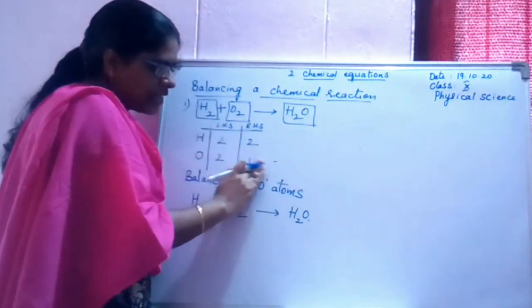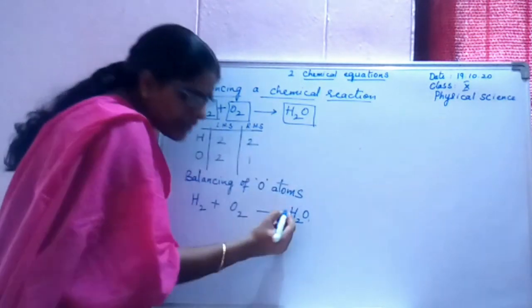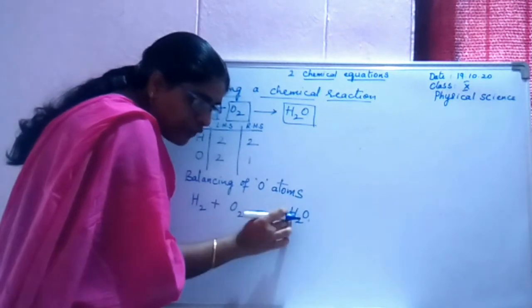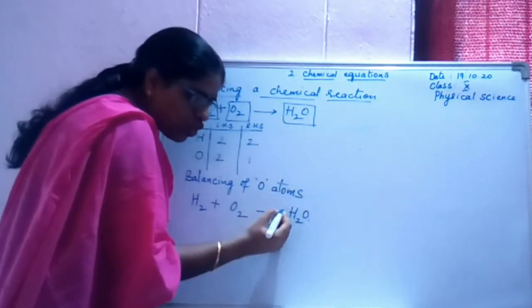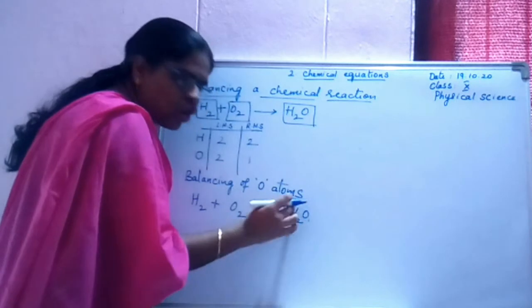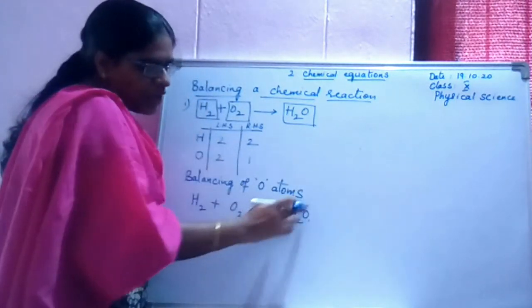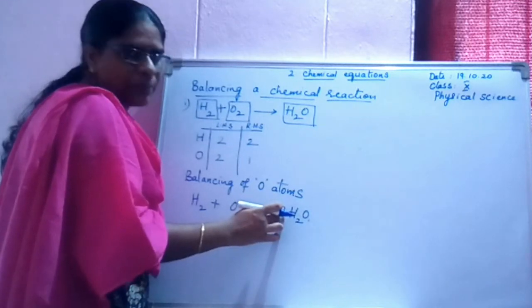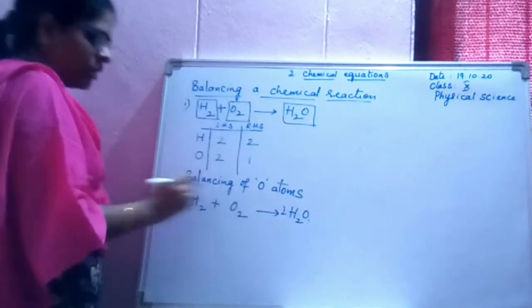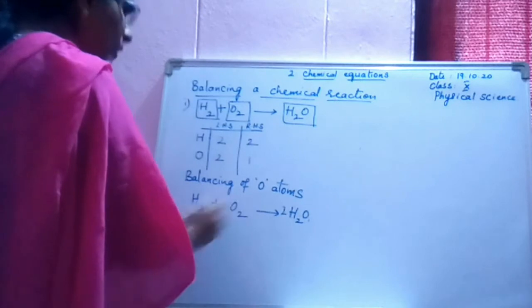Yes. Hence, for that purpose, what am I doing? In front of H2O, I am keeping 2. Not in between H2 and O2. Okay? In front of H2O, I have kept 2. Now look at here. Again, write the table.